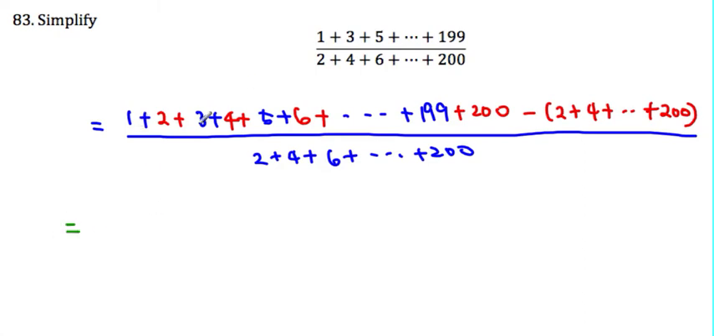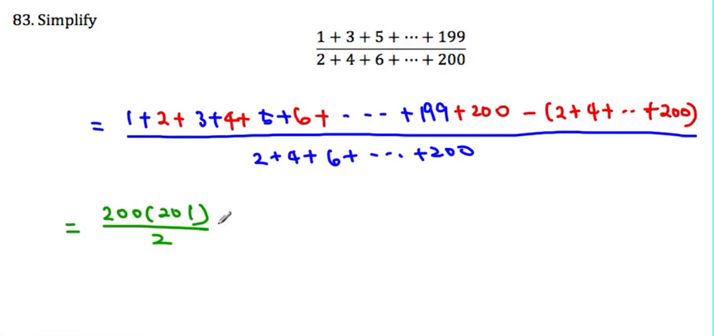What is the sum of 1 through 200? That's in fact equal to 200 times 201 over 2. First one plus last one, times how many terms we have, divided by 2.